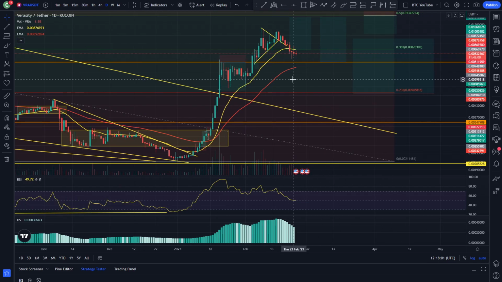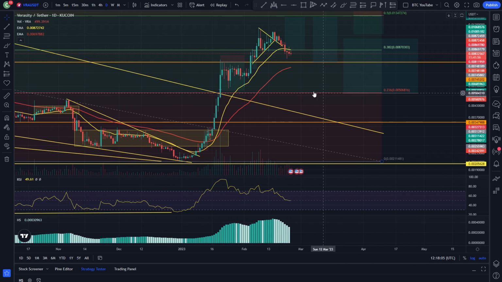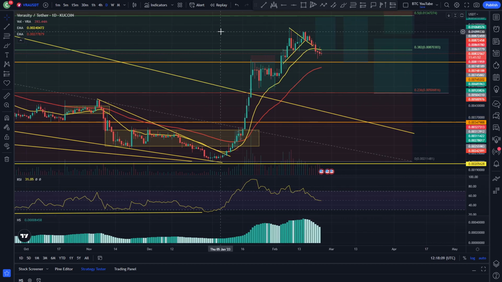As we can see here, we are taking a quick look at Verasity, and it does look as though we are continuing to come down and retrace to some key areas of support and resistance. A good little back test of some areas is never a bad thing in my opinion. Obviously the volume over the past few days has been quite low for crypto in general. If you've been watching the charts like I have, then you can see here that the volume has been pretty low over the past few days. Really not that much going on in the markets.